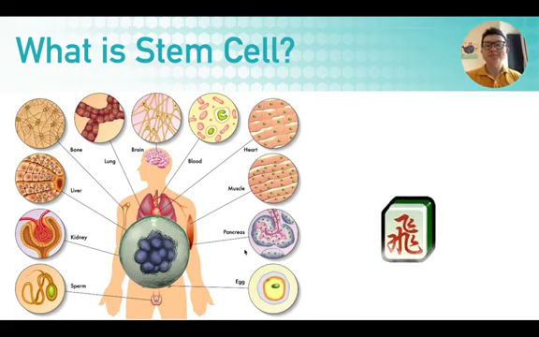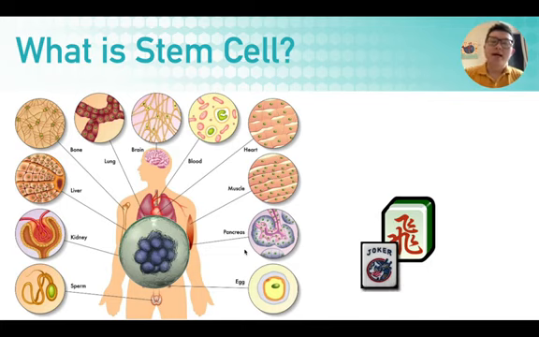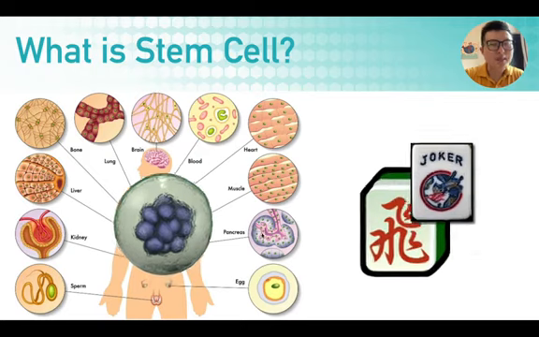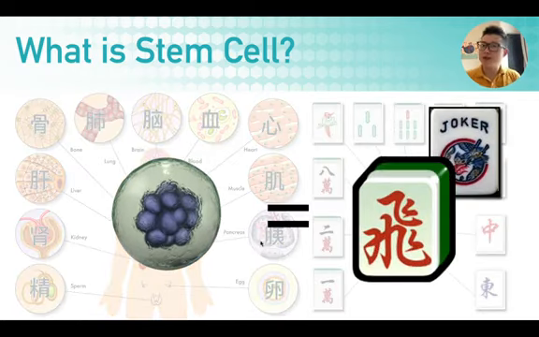Okay, now Chinese like to play mahjong. I think some people play cards, and we always like to have the joker or the fei in the mahjong because it can turn into any kind of card. So joker or fei is the stem cell in our body. Okay, very simple terms, yeah.